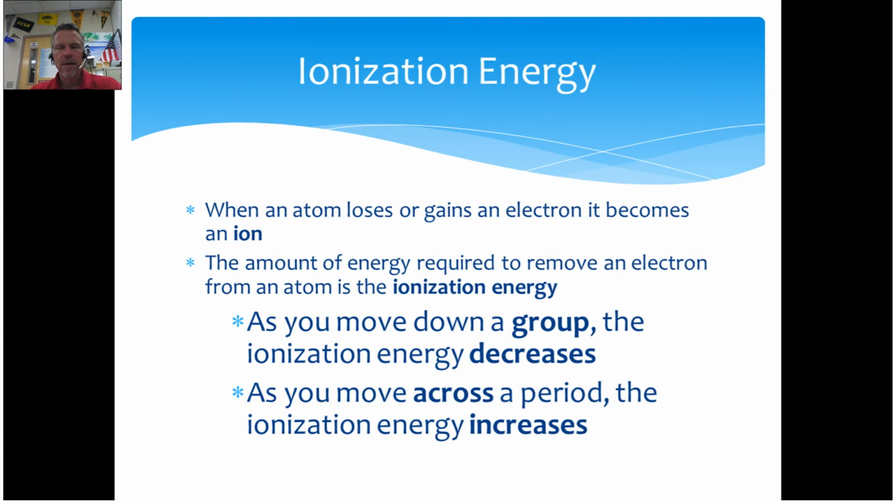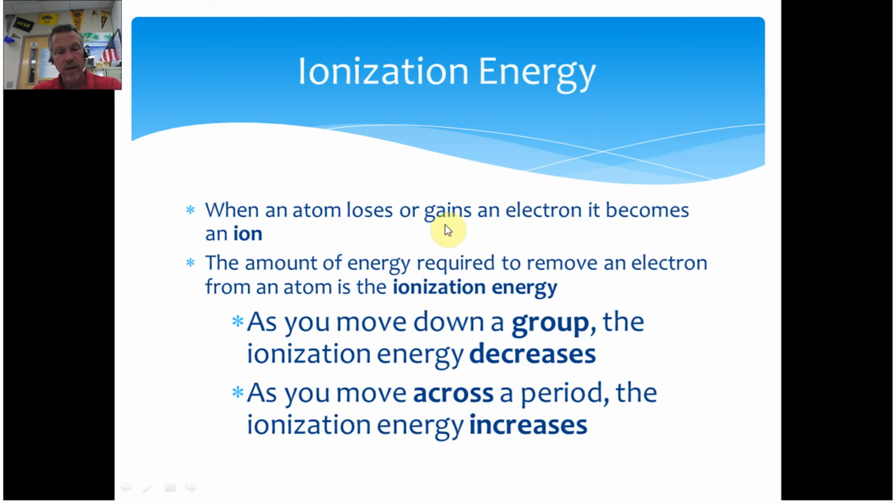Now, we talked a little bit about ions the other day, and ions represent an atom that has either lost or gained an electron, or maybe a couple of electrons. So when an atom loses or gains an electron, it becomes an ion. And of course, losing or gaining an electron is not free. There's a cost involved. So the amount of energy that is required to remove an electron from an atom is called the ionization energy. This is how much it costs to strip away an electron from that atom.